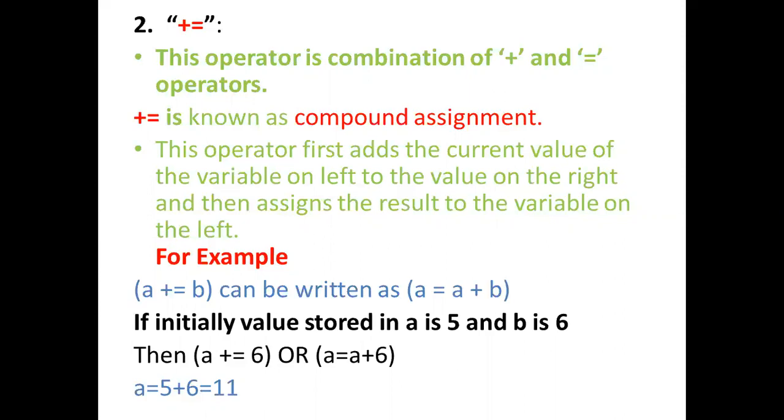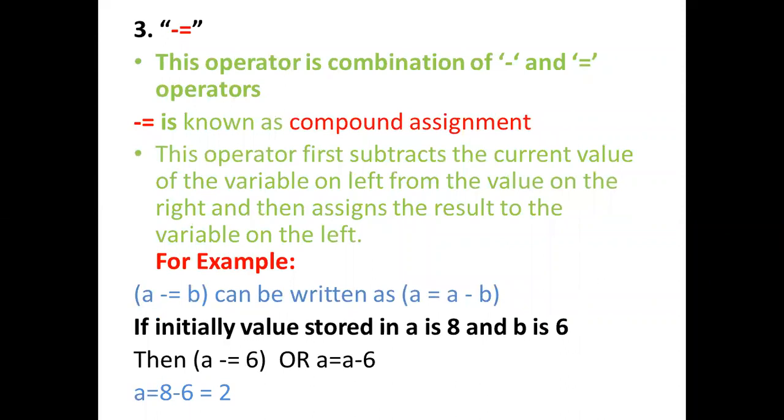Now we have to perform two operations. First one is addition. We will add a and b and the result is assigned to variable a. Initial value of a is 5 and b is 6. 5 plus 6 is 11. So 11 is assigned to variable a.